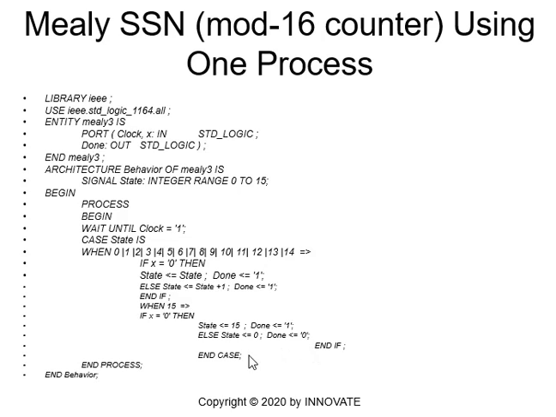And in the process, in the architectural behavior, this will give me a mode 16 counter. I know that I reached the final count when done will be 0. Otherwise, done will be 1 all the way.